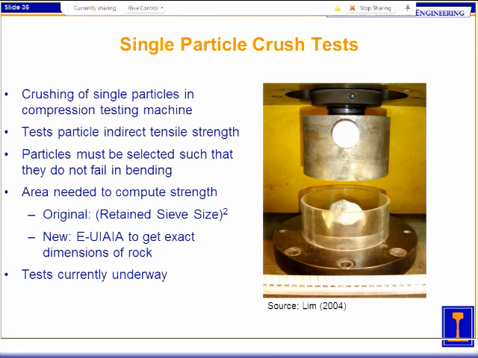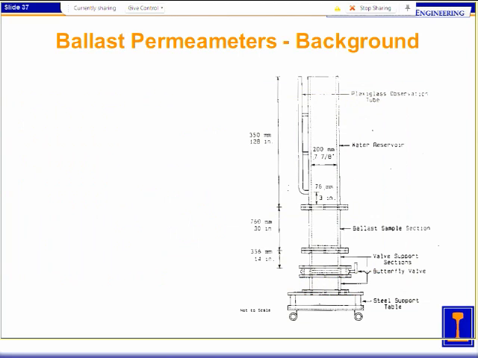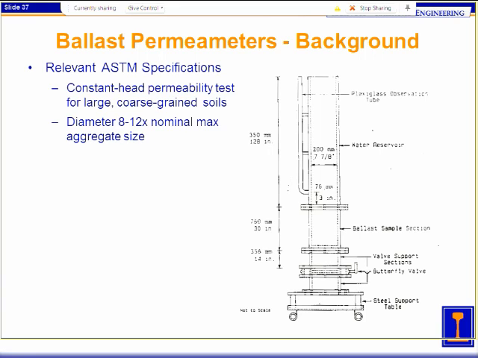As I mentioned, these tests are currently underway. Hopefully, we'll start getting results very soon. So with that, we're going to move on to the ballast permeameter, which is the most recent portion, still underway, but we're about halfway done with. First, let's give a little background. Ballast and permeability is an interesting thing. Ballast is very open graded and has huge voids in it, so water goes through it quickly, sometimes almost like there's nothing there.